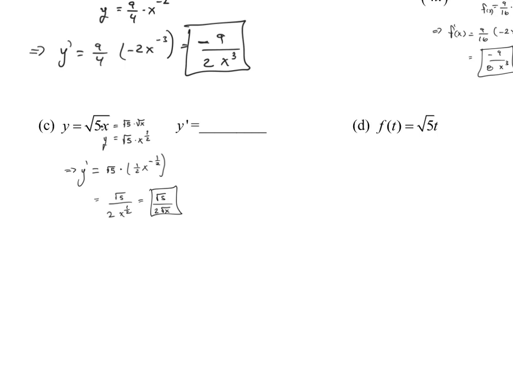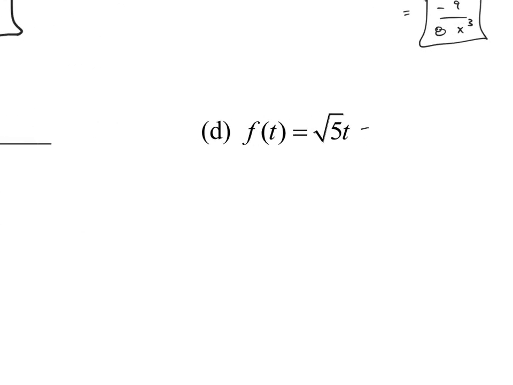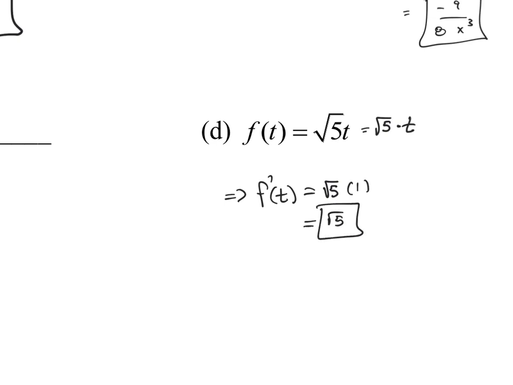On C, it's very clear that the x is underneath there. On D, it's not so clear, but the t is not underneath the radical. So this is truly the square root of 5 times t. So if I want to find the derivative of that, f prime of t, square root of 5 again is a constant multiple, so that'd be square root of 5. And the derivative of t is simply just 1. So the derivative of the square root of 5t is simply the square root of 5.